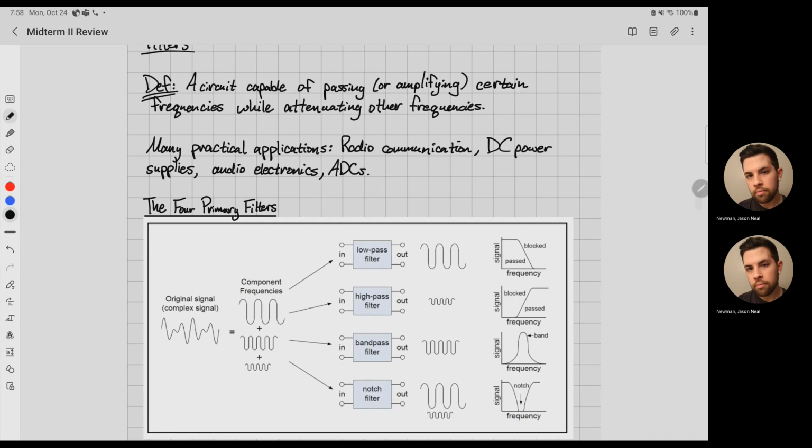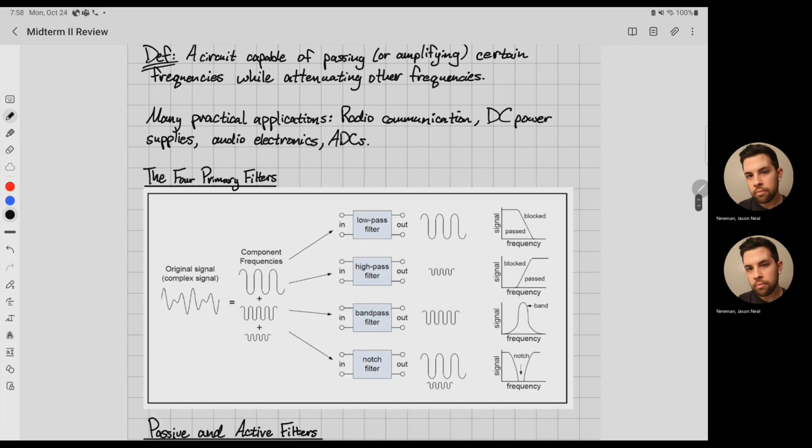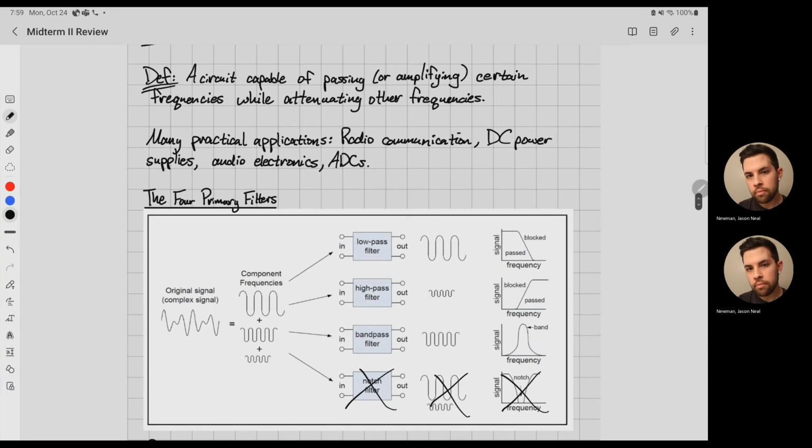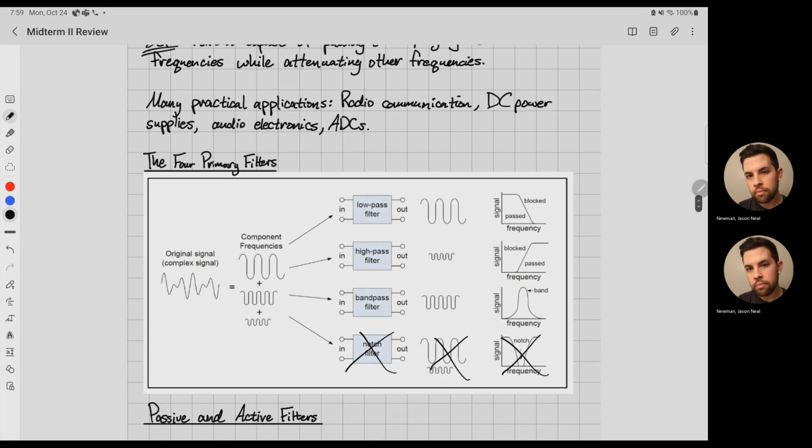So there's many practical applications: radio communication, audio electronics, DC power supplies, ADCs. Here are the four primary filters. You don't have to worry about this one because you're not learning that right now. But basically you have this complex signal coming in and it gets broken up into multiple parts. And these filters can pick and choose what they want to pass or block, essentially. That's essentially the filter's goal.